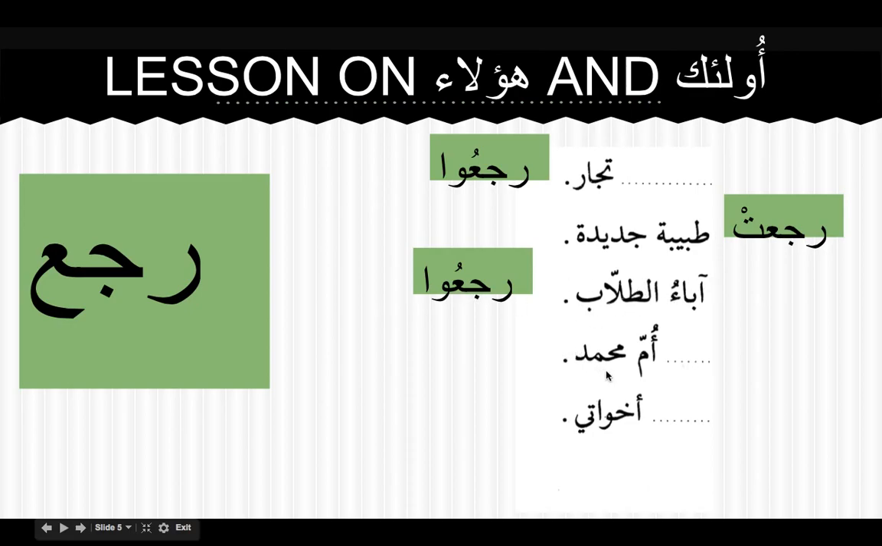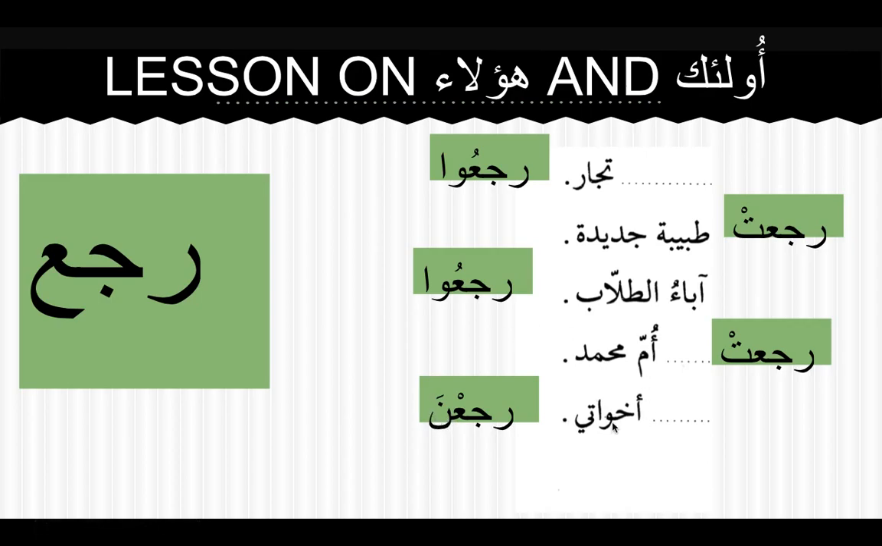Ummu Muhammadin. Why Muhammadin? Because it is mudaf ilayhi combination. So we have raja'at. So we can make this a jumlatul fi'liyah. Raja'at. Then we look for the fa'il, which is Ummu Muhammadin. So akhawati is raja'na. This is plural hunna. So this noon niswa represents akhawati.